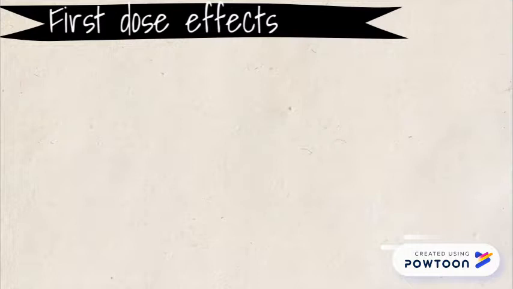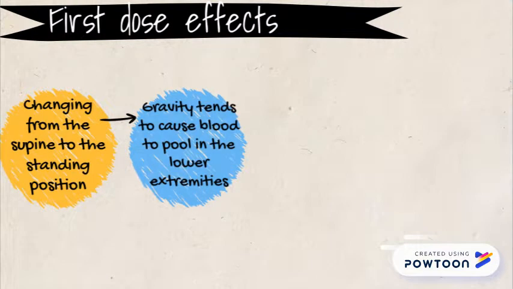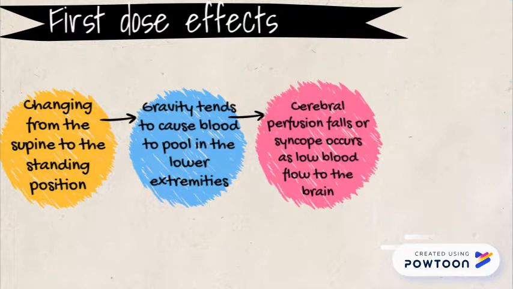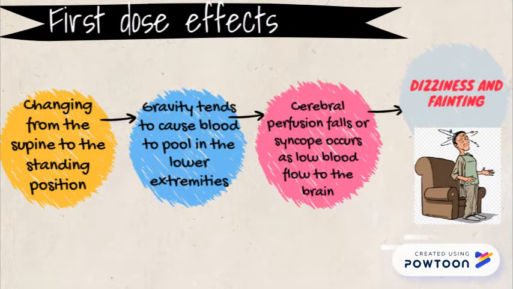The next one is when the patient changes from the supine to the standing position, gravity tends to cause the blood to pool in the lower extremities, and the cerebral perfusion falls or syncope occurs as there is low blood flow to the brain. Then the dizziness and fainting occur.